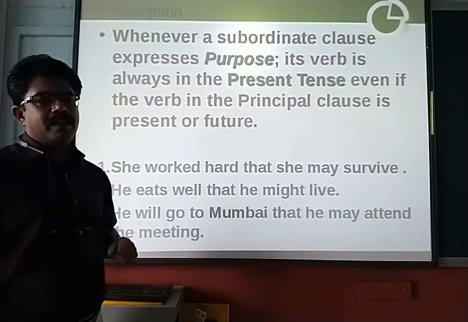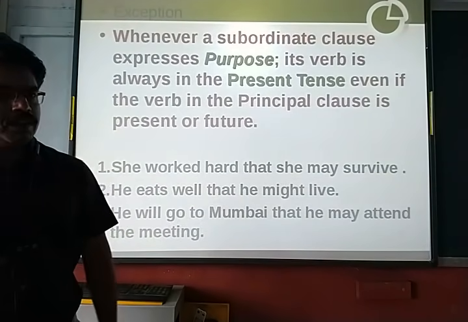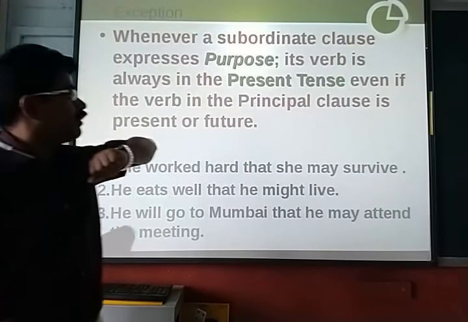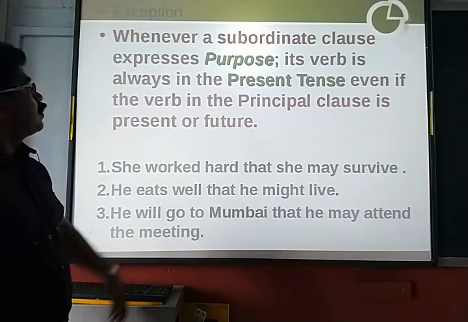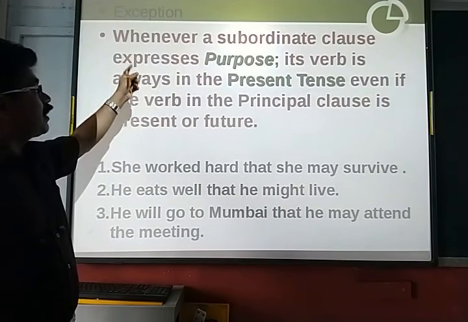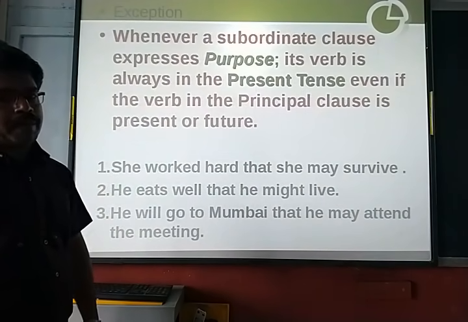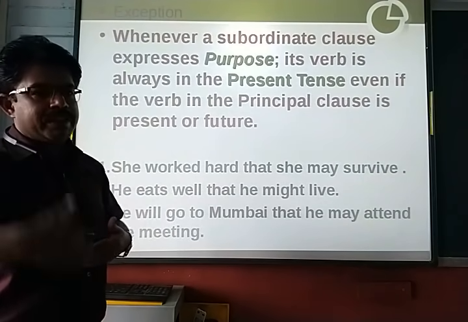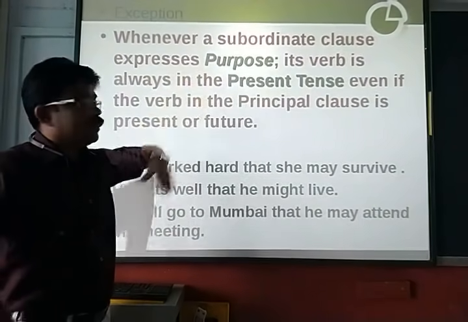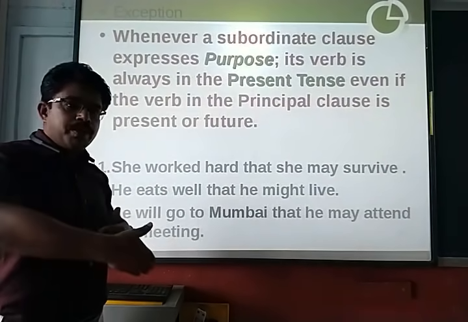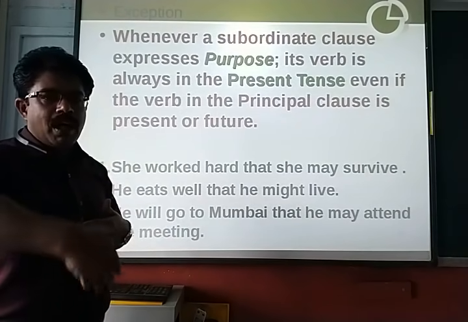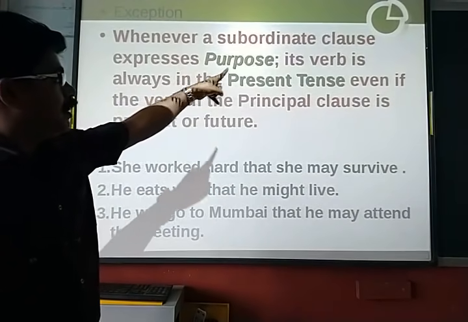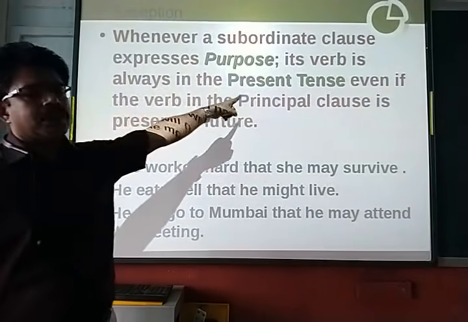Here you will see the exception. What is the exception? You can read and see what the exception is. A few words are there in color. What does it convey? Whenever a subordinate clause expresses purpose. Now we said sense has to be conveyed. When we are conveying something, the sense intended by the speaker is speaking about some purpose, an aim in our mind. When I want to convey this kind of purpose, its verb is always in the present tense.